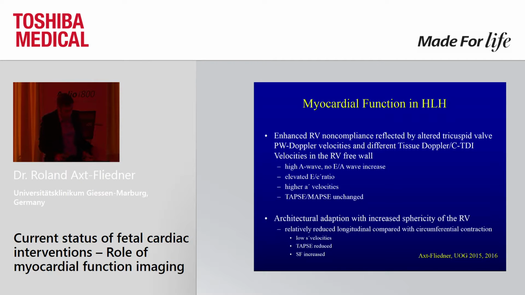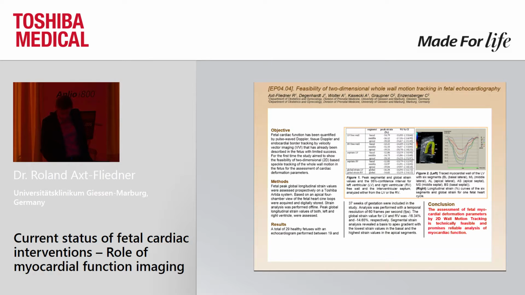So for myocardial function, pulse wave and color-coded myocardial function, one can say that enhanced right ventricular non-compliance reflected by altered tricuspid valve pulse wave Doppler velocities was found, and also different tissue Doppler and color Doppler information. And for the cases with endocardial fibroelastosis, we saw an architectural adaptation with increased sphericity of the right ventricle and an altered long axis function which was not shown in other forms of hypoplastic left heart.